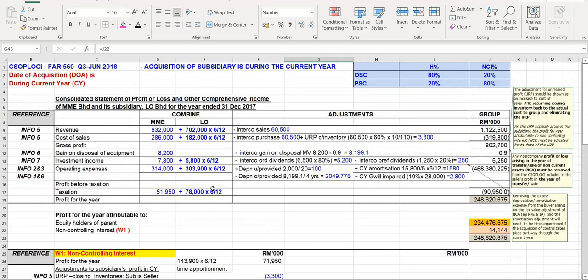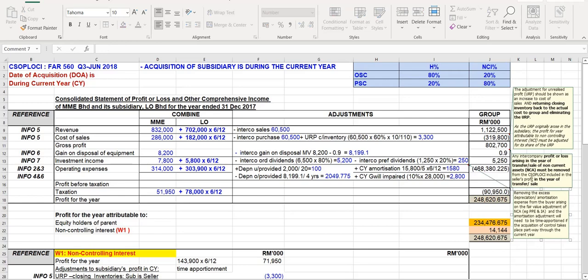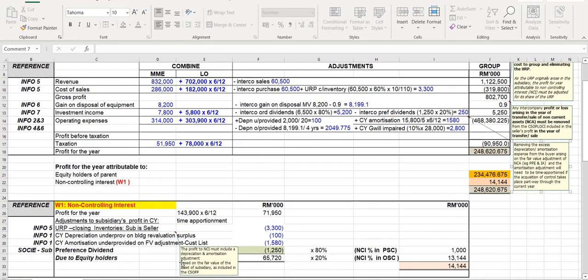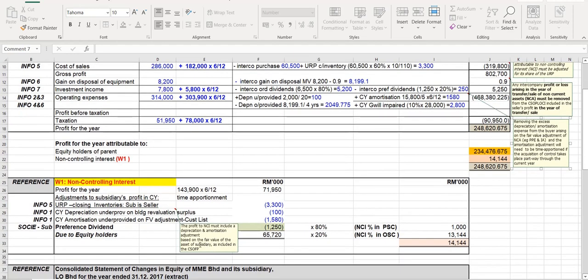And this is a preparation for the acquisition during the current year. You can also read all the little notes that I have written here. Why do we need to remove, for example? These are all notes to help you, as well as at the bottom, where you have why you remove the amortization from the profit, why you charge, for example. These are all to help you do the consolidation adjustment.